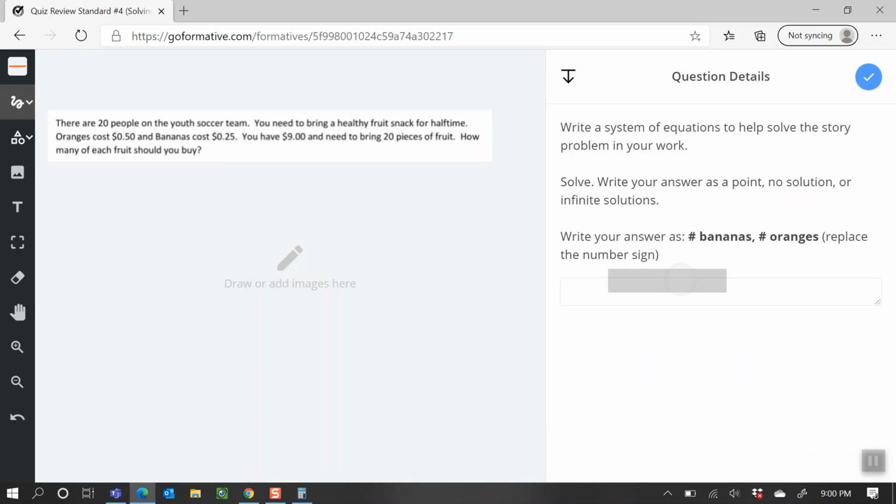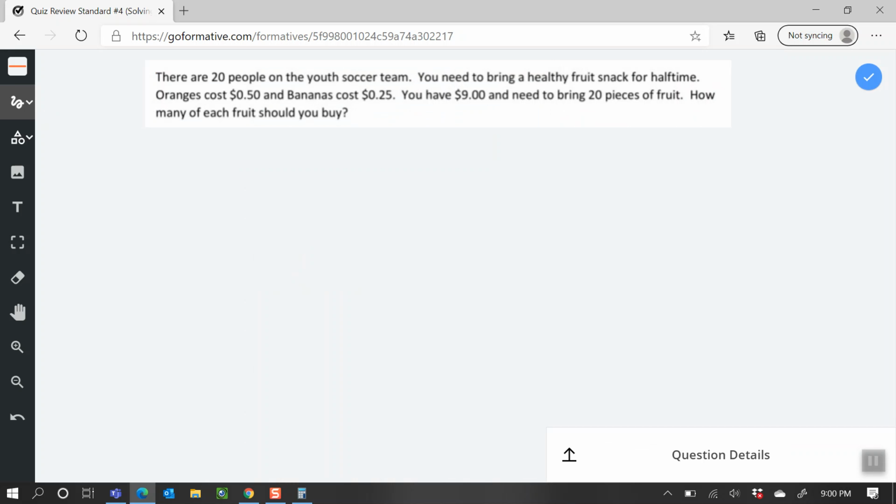Alright, number 9. Word problem, what do you know? So there's 20 people on the youth soccer team, so we have an equal 20, because total. You need to bring a healthy fruit snack for halftime. You got oranges and bananas, so I'm going to actually use R, so R equals oranges, because of how I write my O's and zeros, and B is going to equal bananas, so you don't get lost. So R plus B equals 20 kids or 20 fruits. And then you get $9 to spend.